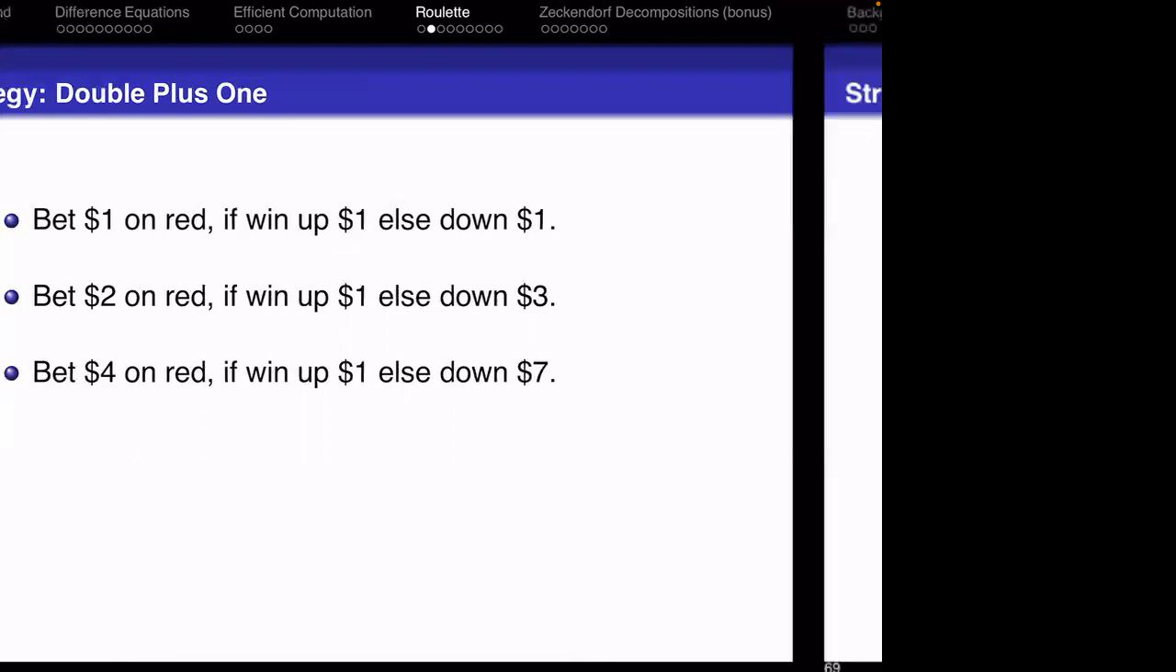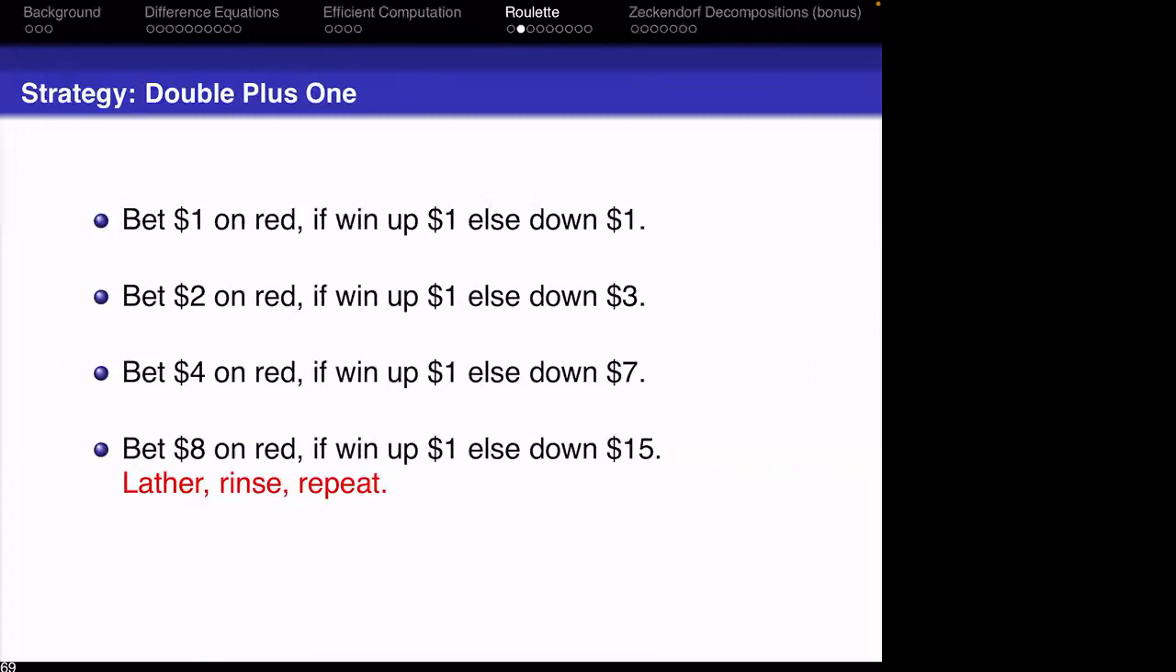So what happens? Bet 8. If it comes up, you net $1. If not, you're down 15. And then we just do shampoo mathematics. Eventually, it's going to come up red. Eventually, we would net $1, lather, rinse, repeat, and you can make as much money as you want.